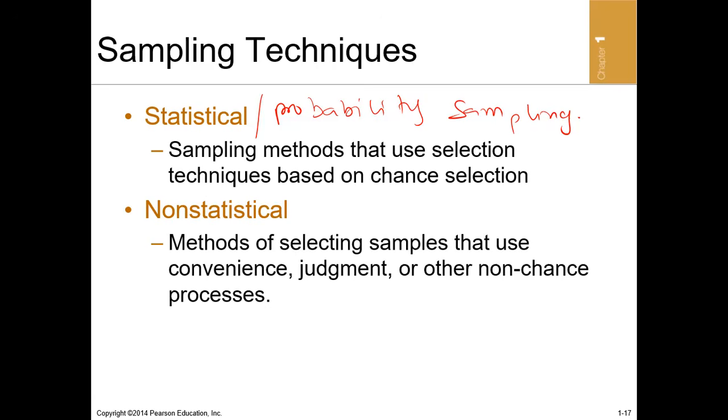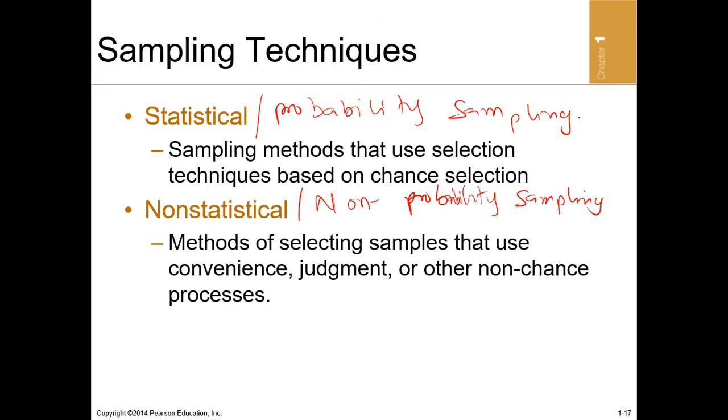However, if we are using a non-statistical or what we call a non-probability sampling technique, what it means is that we do not give them equal chances of being selected. We do not afford the elements in the population equal chance of being selected.